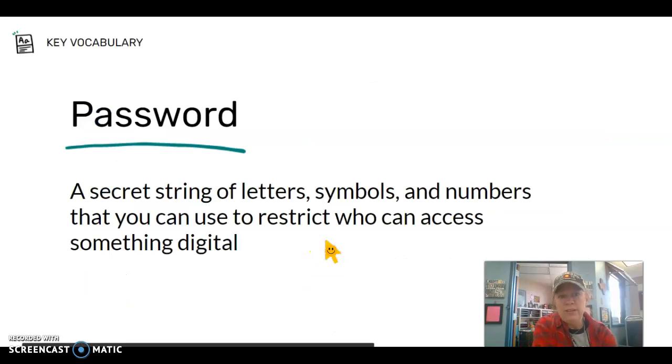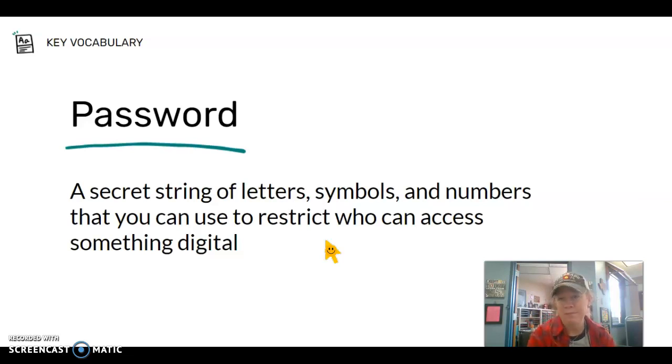Password. It's a secret string of letters, symbols, and numbers that you can use to restrict who has access to something digital. Now, you want to use something that you don't think other people are going to guess. You're not going to want to use your name. You're not going to want to use your address. You might not even want to use your birth date. Some people may already know your birth date.